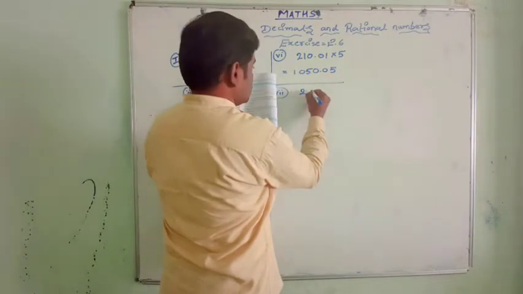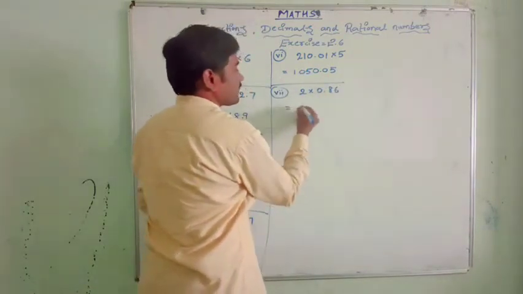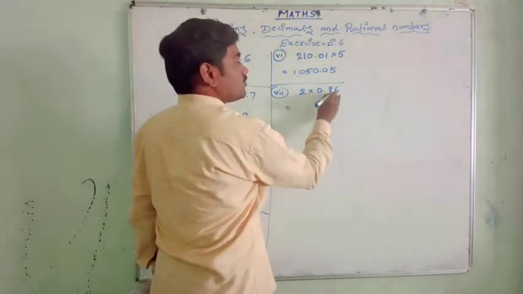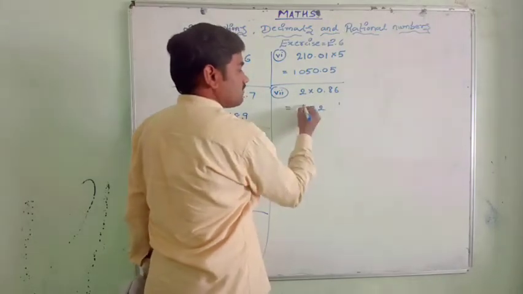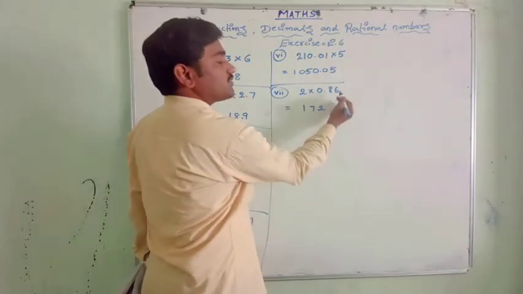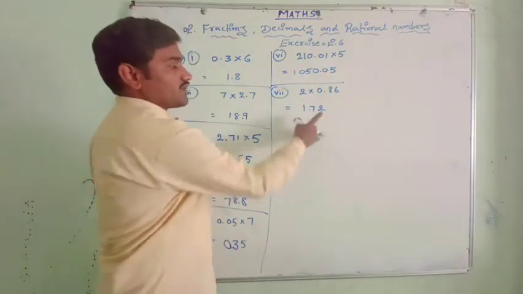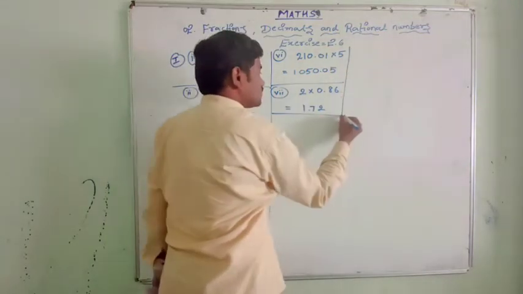And this is the last bit of this question. 2 into 0.86. 2 6s are 12. 1 carry. 2 8s are 16 plus 1, 17. 1 carry. 2 0s are 0 plus 1, 1. We have to count how many decimal digits there are. Now 2. So you have to count the 2 digits from the right side of our answer. That is 1.72, we got the answer. Yes. I hope you understood this.